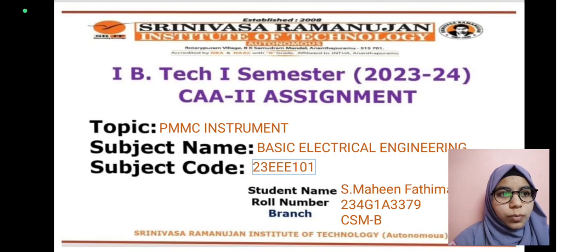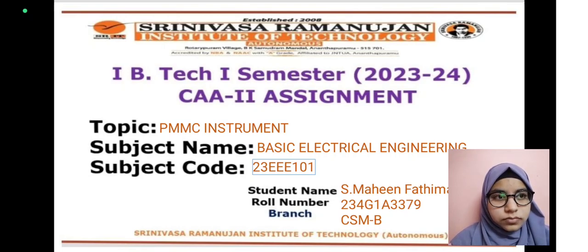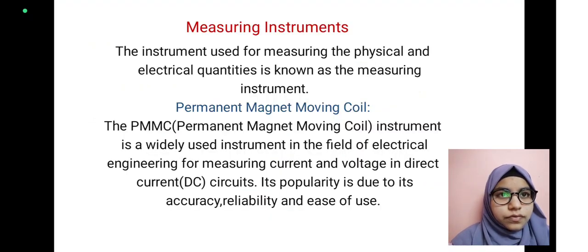Let's go into the topic. First, measuring instruments. The instruments used for measuring the physical and electrical quantities are known as measuring instruments. Next, permanent magnet moving coil. It can be written as PMMC, that is permanent magnet moving coil.